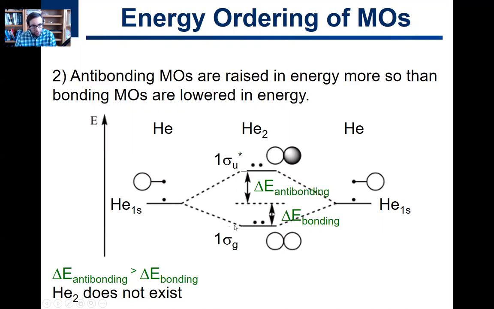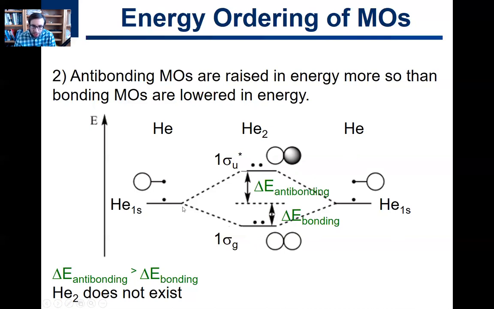And there's a very simple thought experiment that you can do that proves to you that this must be true, okay? And so in other words, delta E antibonding is greater than delta E bonding. Here's the thought experiment. Suppose you're trying to make diatomic helium. Now, we all know that this molecule is not stable. Helium's a noble gas for a reason, right?